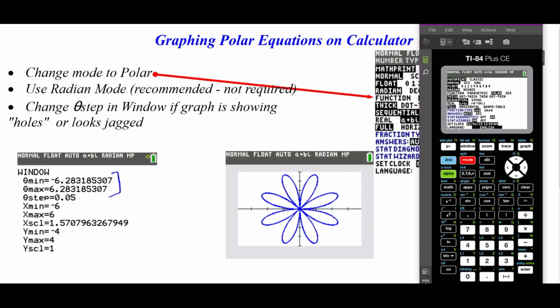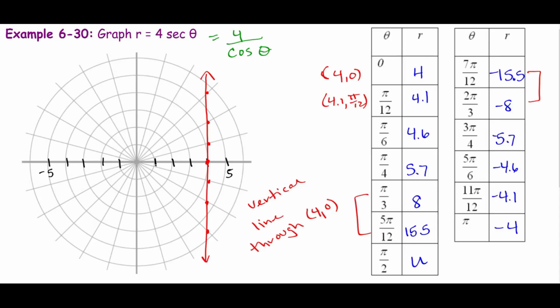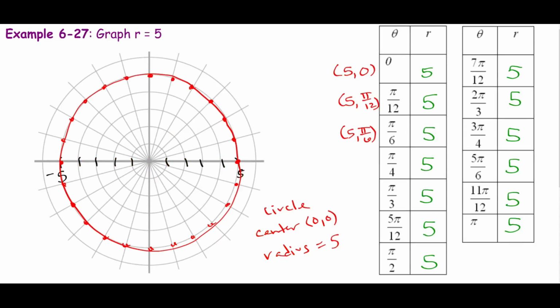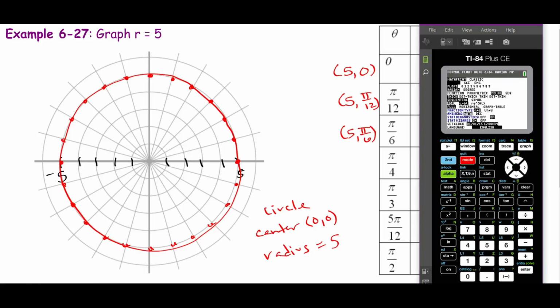All right, so let's go to the calculator. Make sure we're in radian mode, and make sure we're in polar mode. Then let's go back and take a look at these ones that we graphed by hand. This first one was just r equals 5. Once we make sure we're in polar mode, if you press your y equals, you will see that it looks different now. It used to be y1, y2, etc. Now it's r1, r2. Remember, when we were in parametric mode, it changed, and now in polar mode it's going to change too.